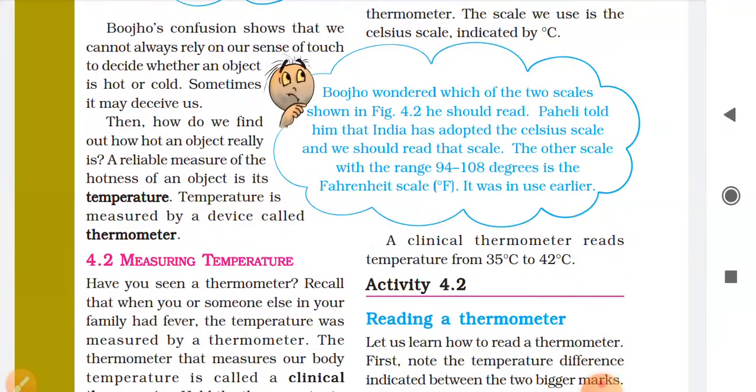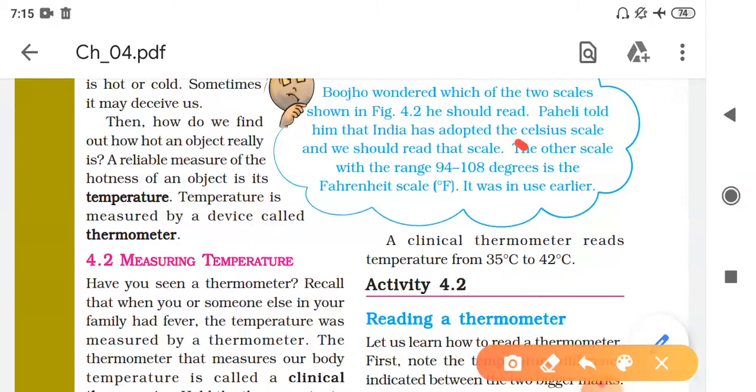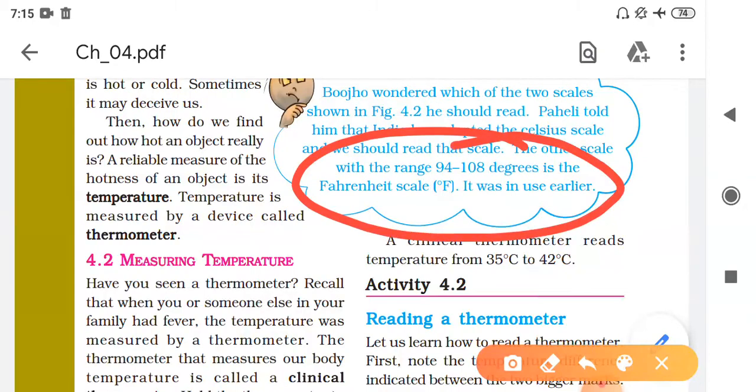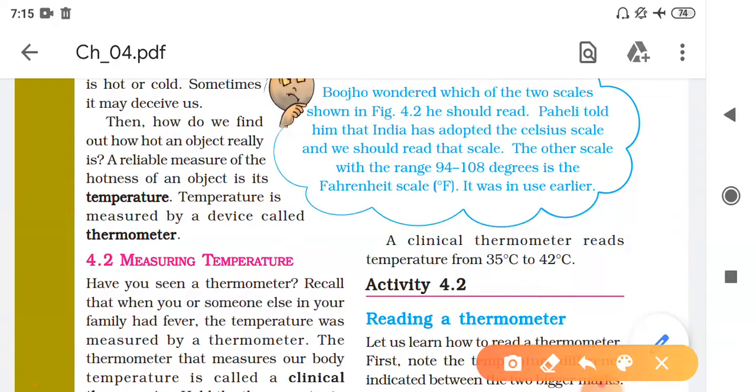Some of the thermometers are also measured on the Fahrenheit scale. So here you can see 94 to 108 degrees is the scale of the Fahrenheit. It is measured in F. Like this it is measured for degrees Celsius, and for the Fahrenheit it is measured like this. Okay, so now let's see the animated video of the thermometer.